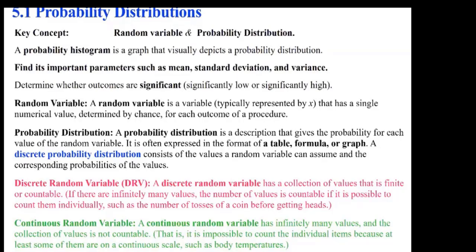And finally, continuous random variable. Sometimes we use CRV to represent that. CRV versus DRV. A continuous random variable has infinitely many values, and the collection of values is not countable. That is, it is impossible to count the individual items because at least some of them are on a continuous scale, such as body temperatures. So those are some definitions we need to know.